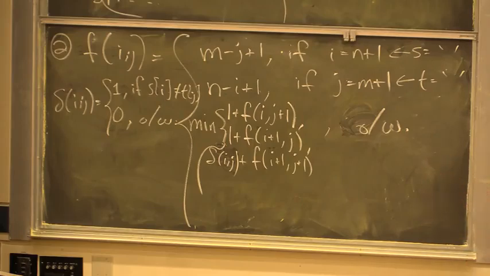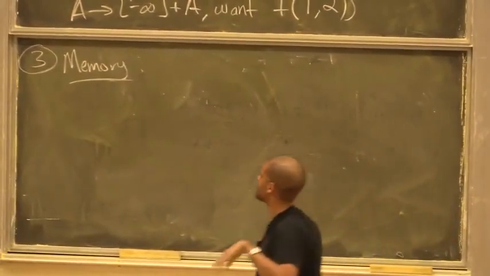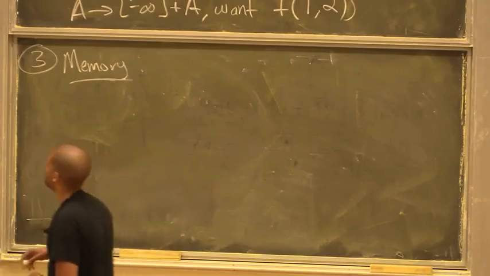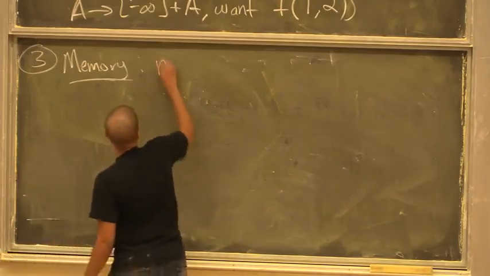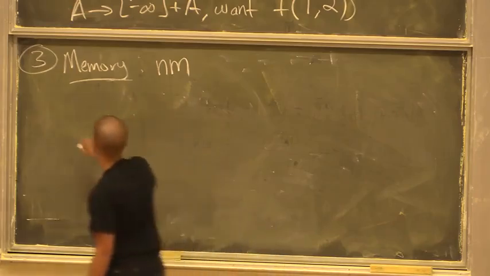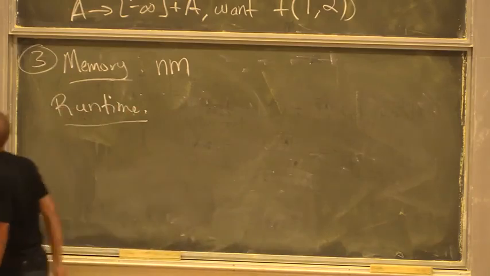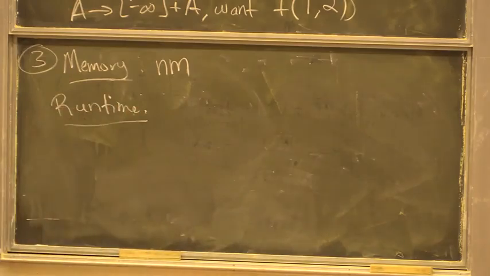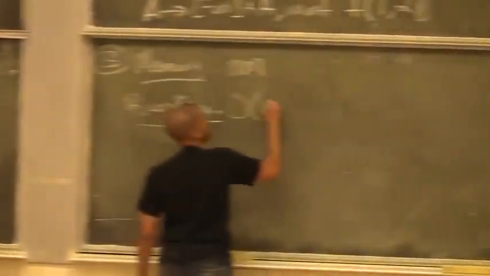Right, so S is a length n string, T is a length m string. So how many possibilities are there for i? N, right, because i is an index into S. And there are m possibilities for j, so it's nm extra memory for the lookup table. And how about the runtime? Well, per input to F, I'm just doing constant work and taking a min of 3 things, right? So again, it's constant time per input. There are nm inputs, so it's O of nm.